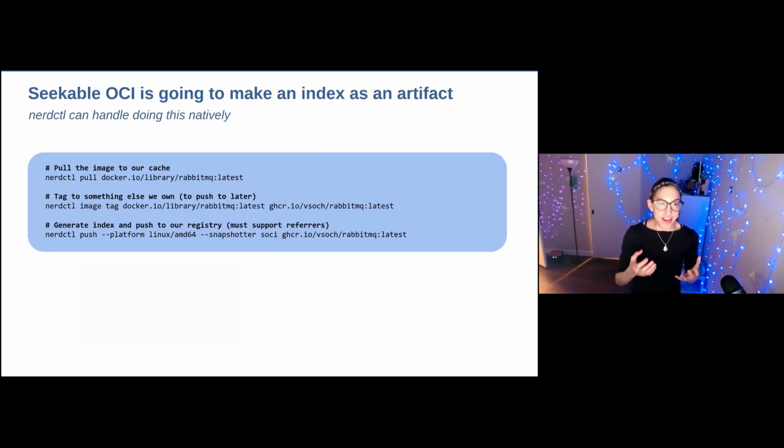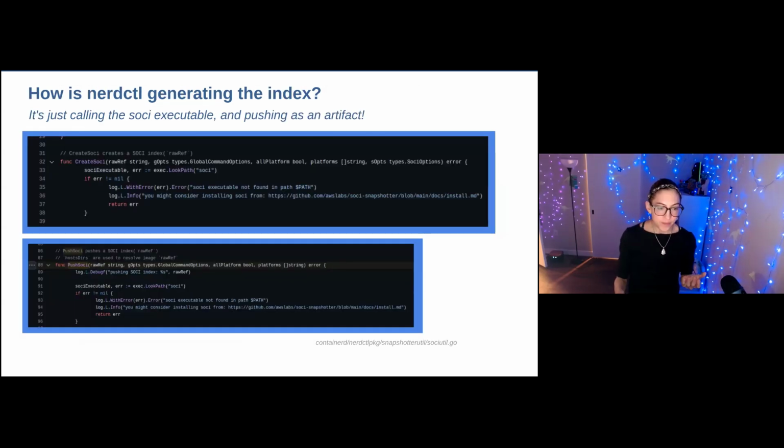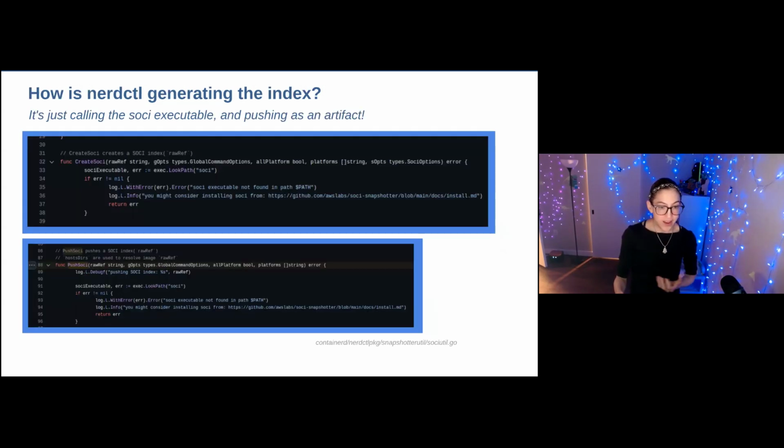Here is how you actually generate it. Use nerdctl. nerdctl is basically going to do it when you push and you say, okay, snapshotter is SOCI. How does that actually work? Let's take a look at that. So the way that it works is basically by calling the SOCI executable, so no redundancy of code here. The main difference here is that there's one ZTOC, or table of contents, per layer. And that means that in our manifest, we need to have each ZTOC point to an image layer. And we need to point the entire SOCI index to the image. And nerdctl is just using SOCI to do that.